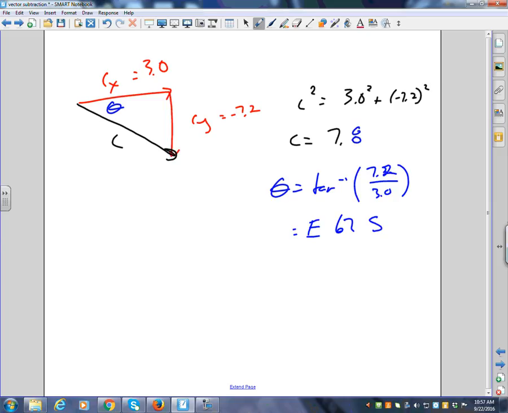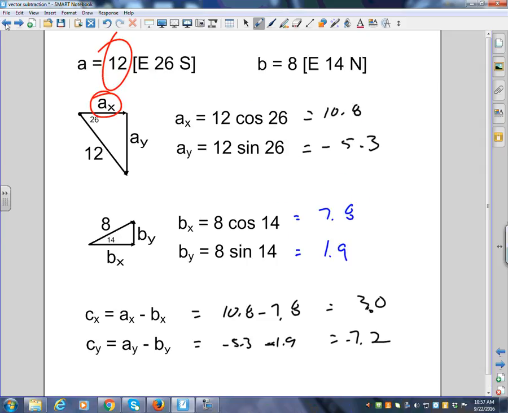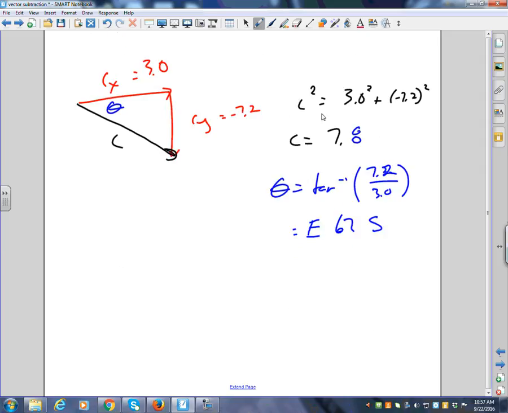Let's compare this to the steps from yesterday. Exactly. What did we do? Found the x and y components for the first vector. Found the x and y components for the second vector. The only thing that's different is instead of adding them, we subtract them. And then put them back together. Vector subtraction is the same as vector addition, except you subtract. Which is what I said when we first started.